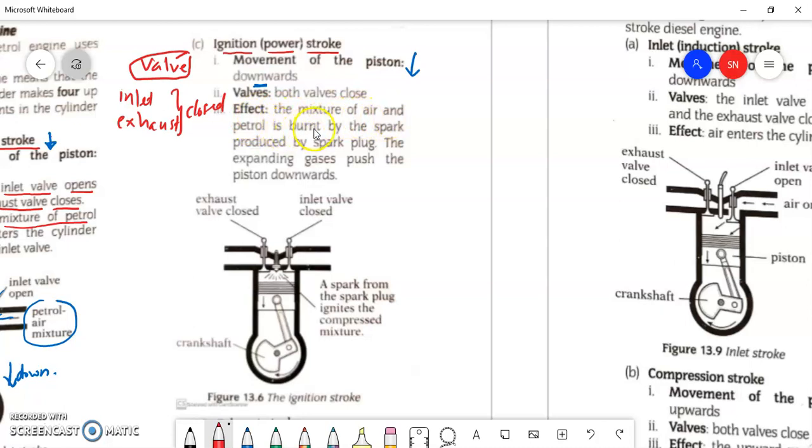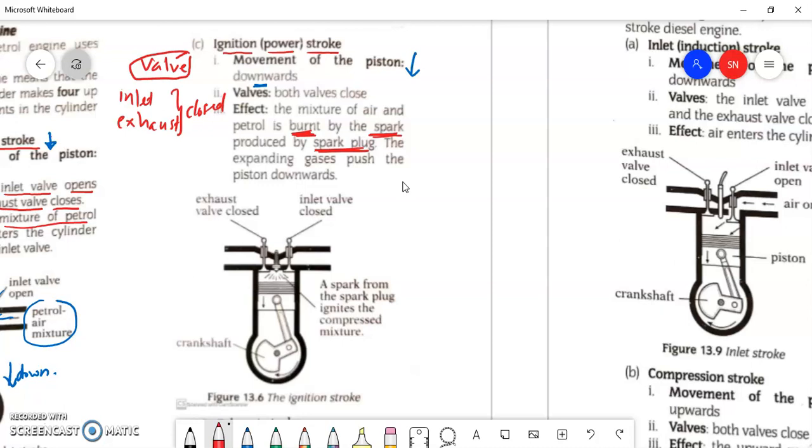Mixture of air and petrol is burned by the spark produced by the spark plug. The expanding gases push the piston downwards. So we know in the first stroke, the air and petrol enters through the inlet valve. Second stroke, which is compression, we know the air and petrol is compressed. Now the third one is where the mixture of air and petrol is actually burnt. How is it burnt? Because this type of engine, 4-stroke petrol engine, has a spark plug. Your car, motorbike, it has a spark plug. So the expanding gases push the piston downwards.